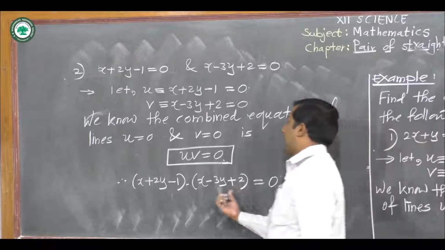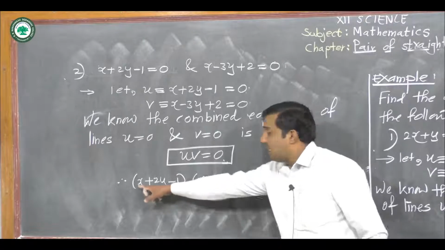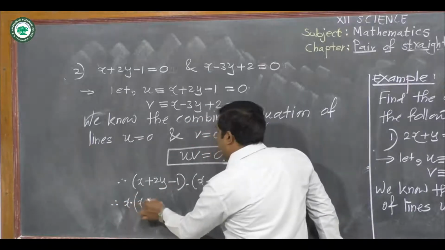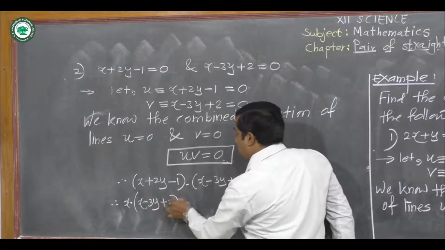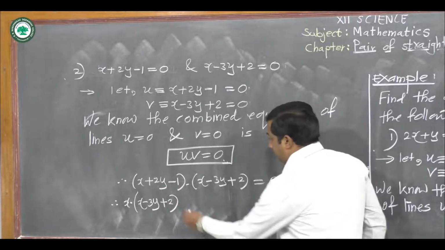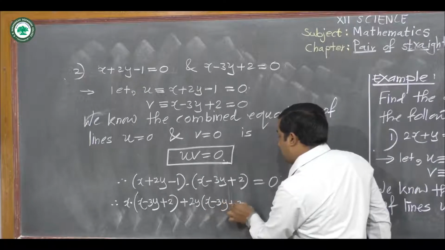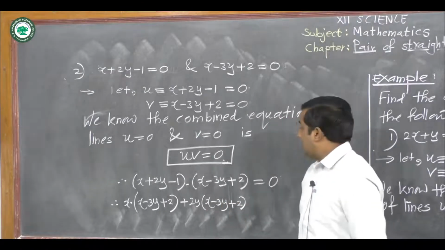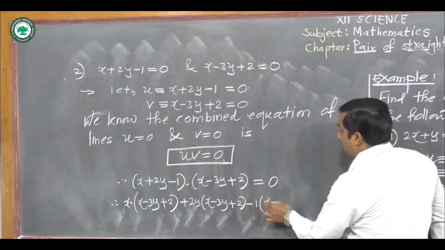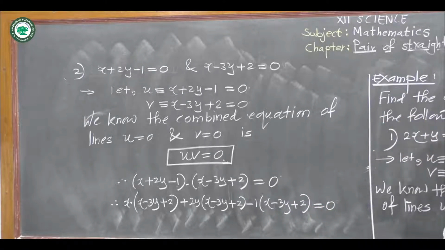Now we consider the product between these two. Let's multiply the second bracket by x first. Therefore x into bracket x minus 3y plus 2. Then we multiply the second bracket by plus 2y. Here plus 2y into x minus 3y plus 2. Then we multiply the second bracket by minus 1. Here minus 1 into x minus 3y plus 2 and this is equal to 0.